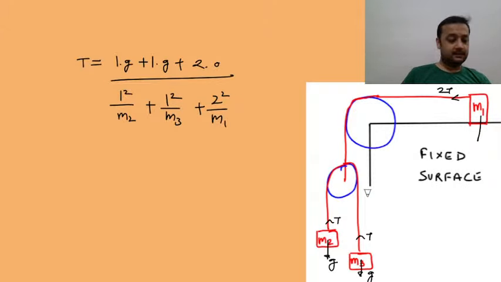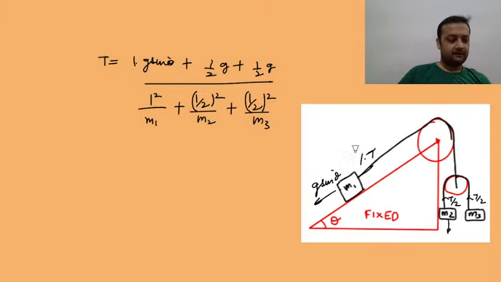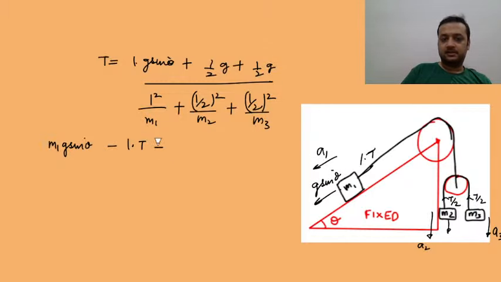Now let's talk about this one. Why did we write the tension in this format? What would I have done if I had written the equation directly? Suppose here I am writing the expression as A1, here A2, and here A3. How would I have done this question fundamentally? I would have written m1g sine theta, the force along this axis, minus t, minus 1 into t, equals m1 a1. This I would have written for this block.